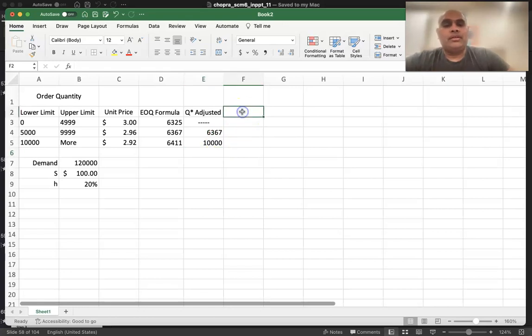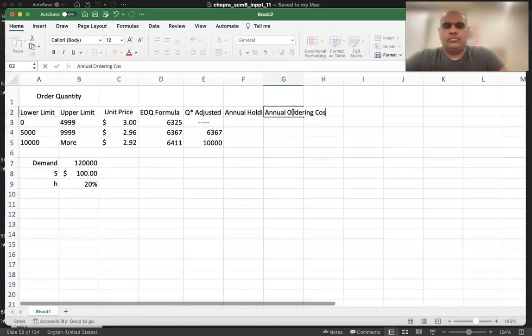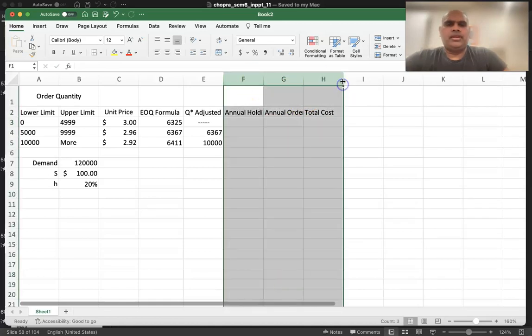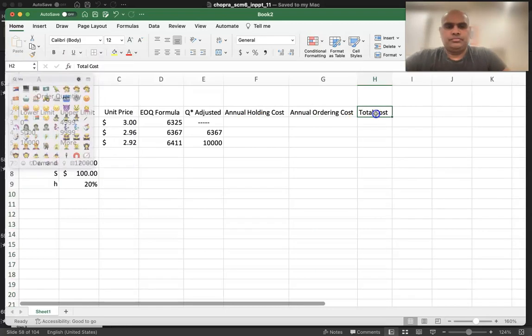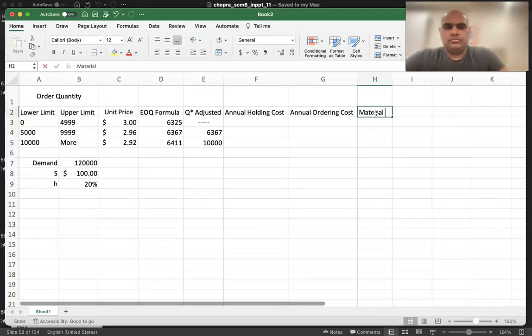To do that, we'll calculate our total cost values, right? So let's calculate annual holding cost, annual ordering cost, and total cost, right? Let's calculate these three. Oh, material cost. See, always forget material cost.